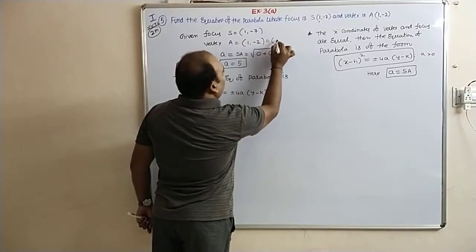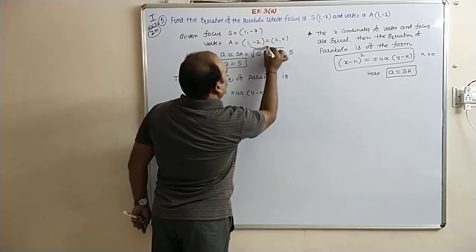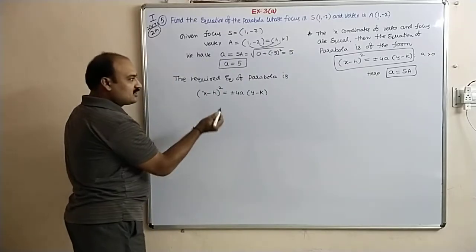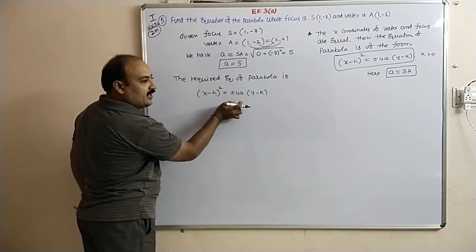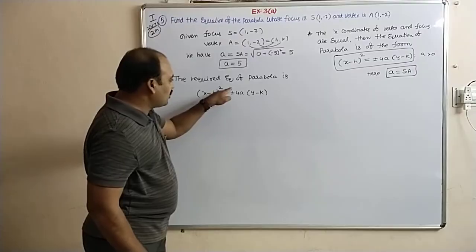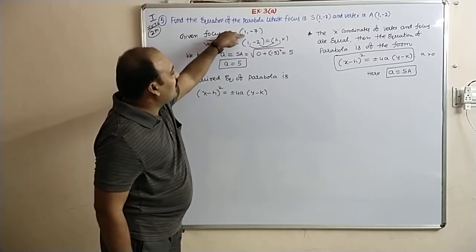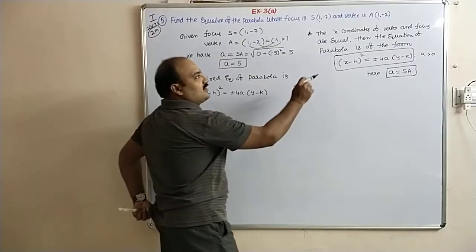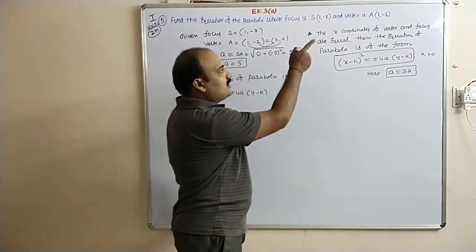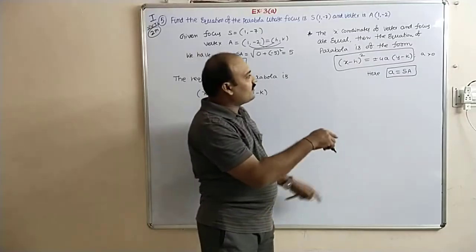Vertex is denoted by h comma k now. So we got h comma k values also. Substitute in this, a value also there. Here plus or minus is there. Since x is equal to 1 is the axis of this parabola, whenever x coordinates are equal, x is equal to 1 is the axis of the parabola.